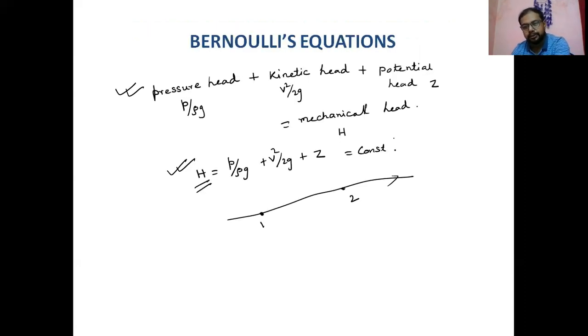So this is the physical reflection of Bernoulli's equation. Three parts of the Bernoulli equation: one is the pressure head, kinetic head, plus potential head. Whatever we are discussing is the physical reflection, the physics behind Bernoulli's equation. You can write it down: physics behind Bernoulli's equation.